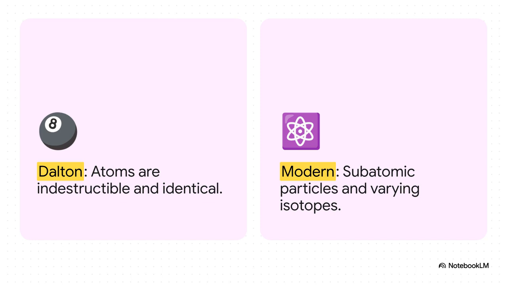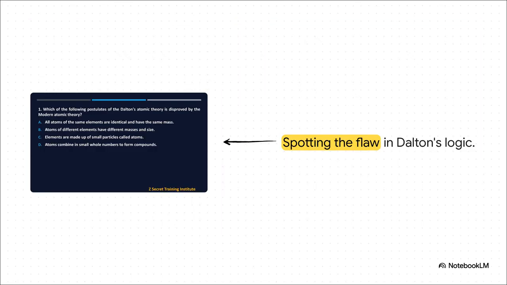But as science advanced, we had to adapt. Modern atomic theory realized that atoms aren't solid spheres at all. They contain even smaller subatomic particles. And honestly, more importantly, we discovered isotopes, which means atoms of the exact same element can actually have slightly varying masses. And that brings us right to our first piece of exam evidence.